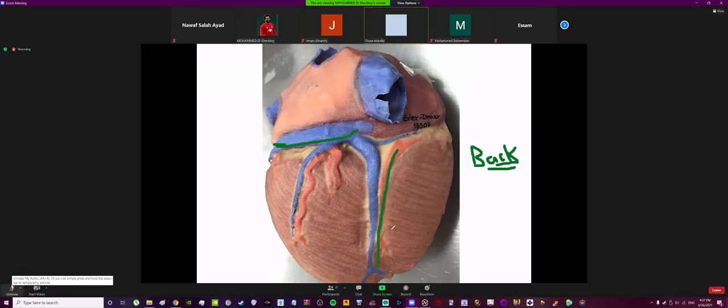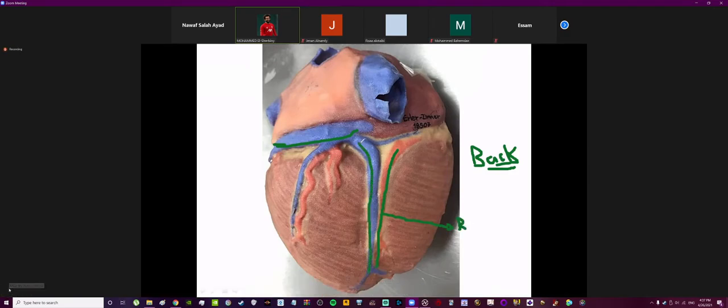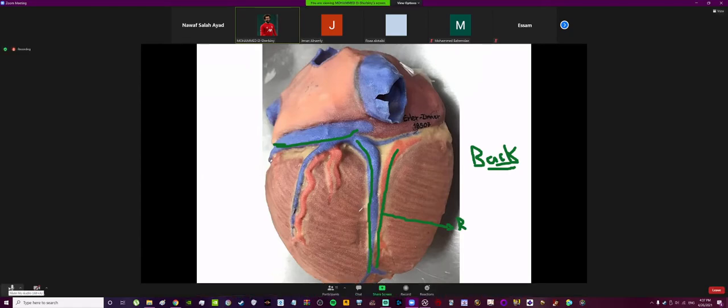What is the origin of the posterior interventricular artery? Right coronary artery. Yes, excellent. This vein will be the middle cardiac vein. Any cardiac vein, its termination will be in the coronary sinus.